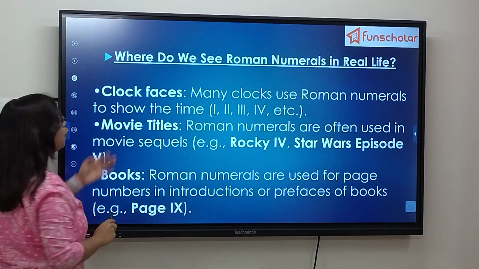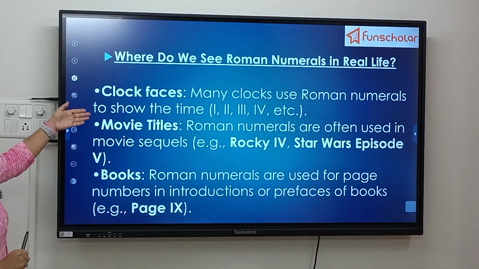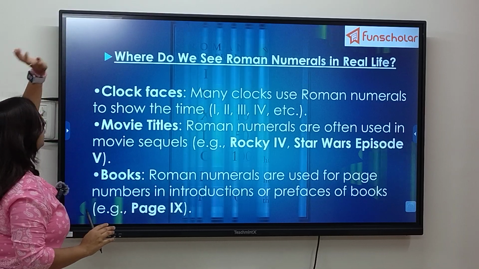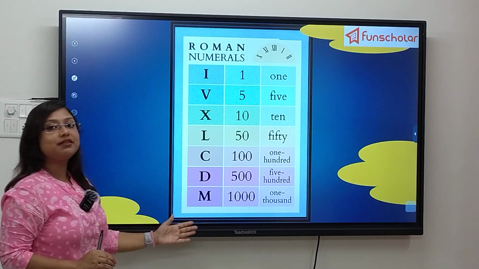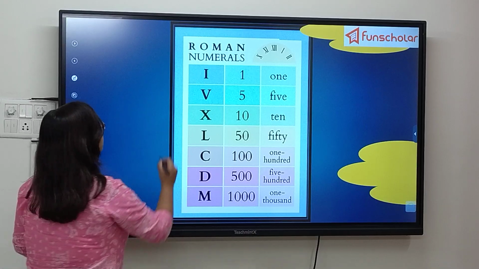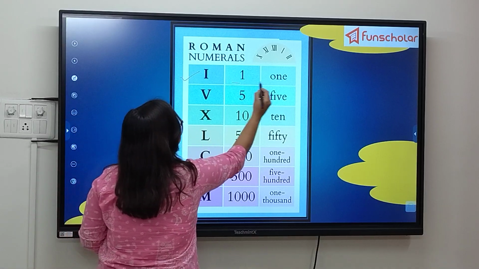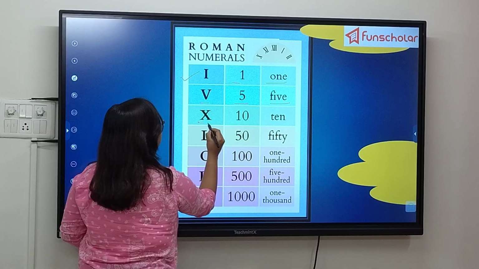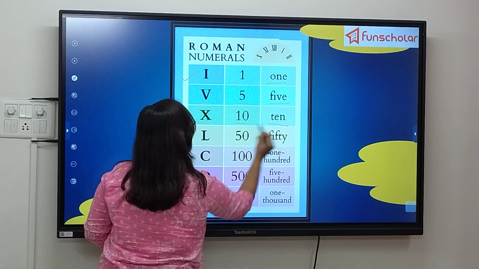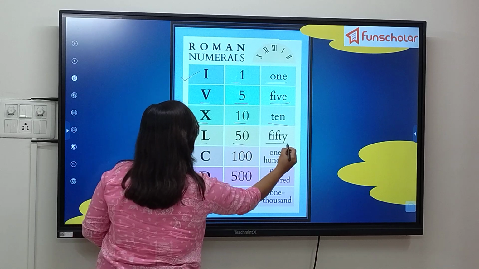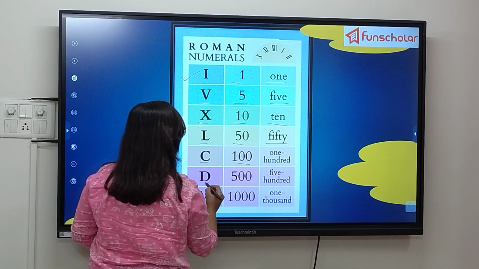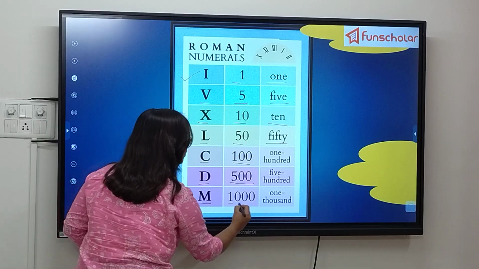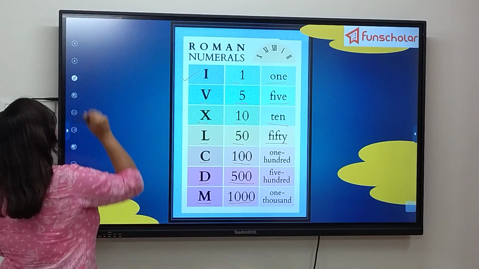Now, we already told you that clock faces, movie titles or books use Roman numerals. Now this is the chart in a more precise way. Here you can see this is 1, this is 5, X is 10, L is for 50, C is used for 100, D is used for 500 and M is used for 1000.